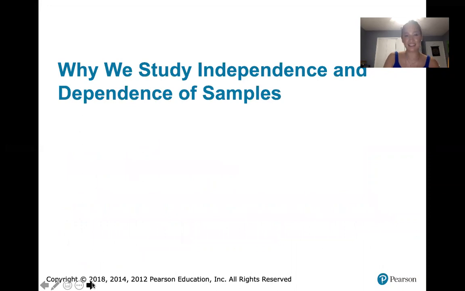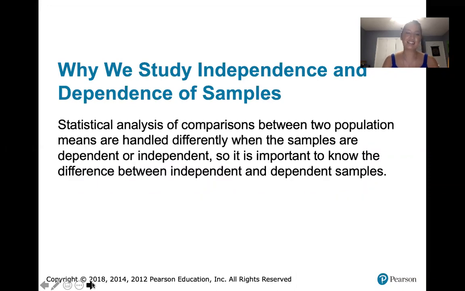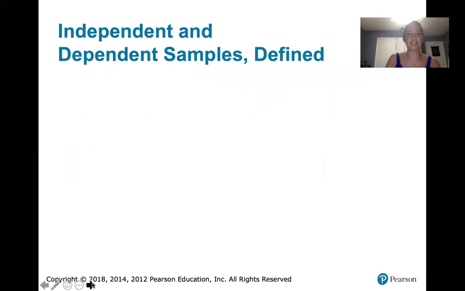There's a reason why we study this, and that's because statistical analysis of comparisons between two population means are handled differently when the samples are independent as opposed to when the samples are dependent. It's important to know whether we've got two dependent samples or two independent samples so that we know which methods of statistical analysis are appropriate for our comparison between these two population means.